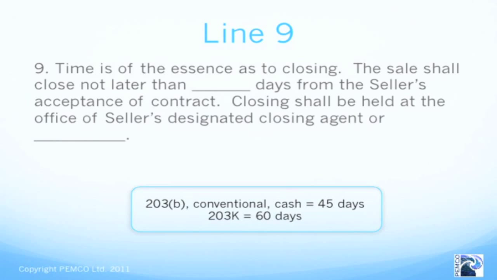Line 9 is where you will state the closing timeline. For normal closings like 203B or conventional or cash closings, 45 is the appropriate number to fill in. For 203K closings, this blank should be filled in with 60. The next blank you can totally leave blank, don't even worry about it.